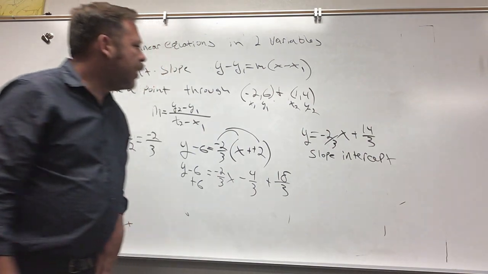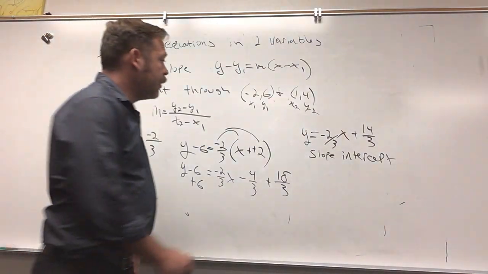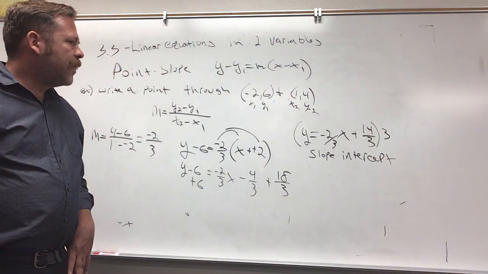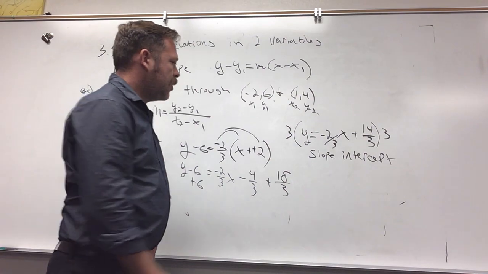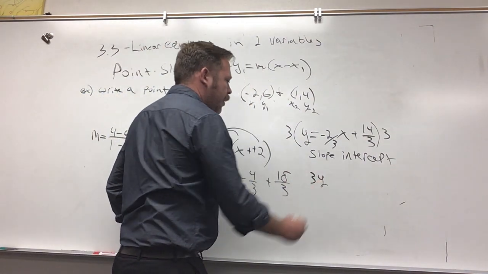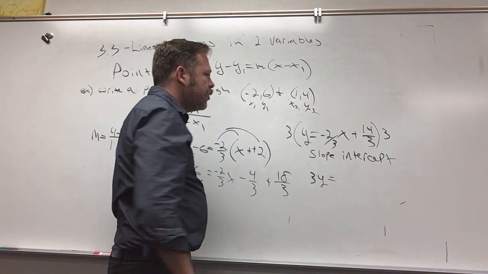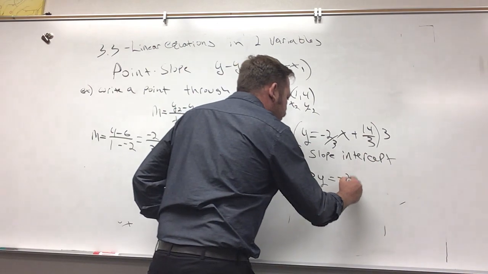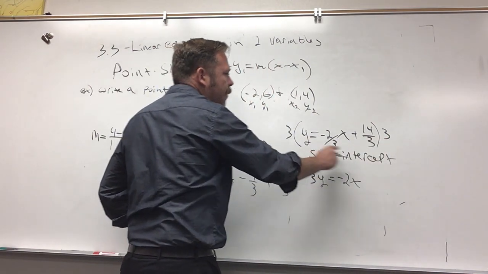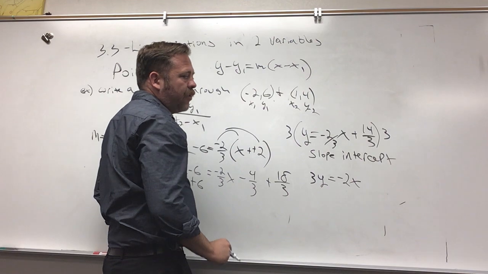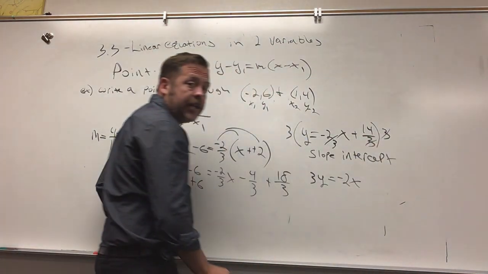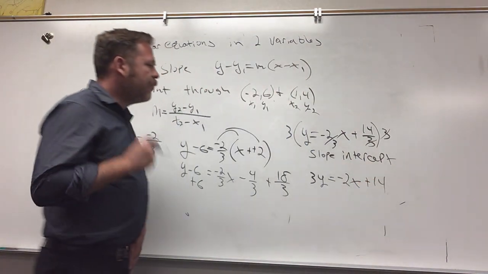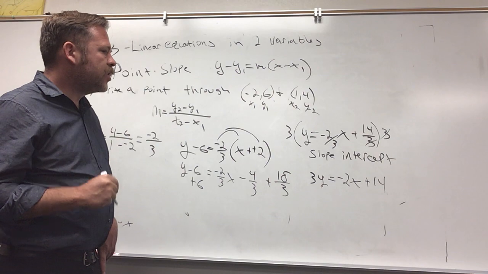All right, cool. So now I'm going to multiply everything by 3, and that's going to clear out those fractions. So I'll multiply by 3 on both sides. I would get 3y equals 3 times negative 2 over 3, which is minus 2x, because the 3's cancel. 3 times 14 is 42 divided by 3, which is 14, or the 3's cancel, okay? And then I have plus 14. So I have 3y equals minus 2x plus 14.